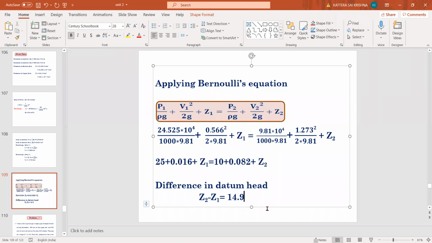Yes, anybody with a different answer? So what is the unit for this? Meters, very good. All the terms here are heads only: pressure head, kinetic head, datum head, all are in meters. So finally we got the answer Z2 minus Z1 is equal to 14.9. Since he asked for the difference, we can do either Z1 minus Z2 or Z2 minus Z1, but we need to show it as loss. Z2 minus Z1 equal to 14.9 meter. Yes, any doubt in this problem?